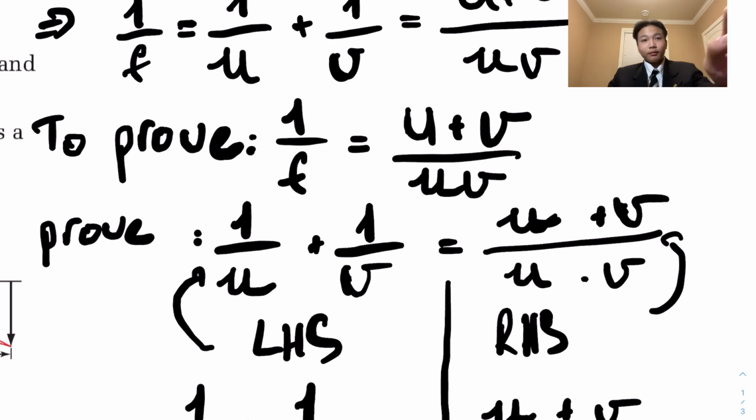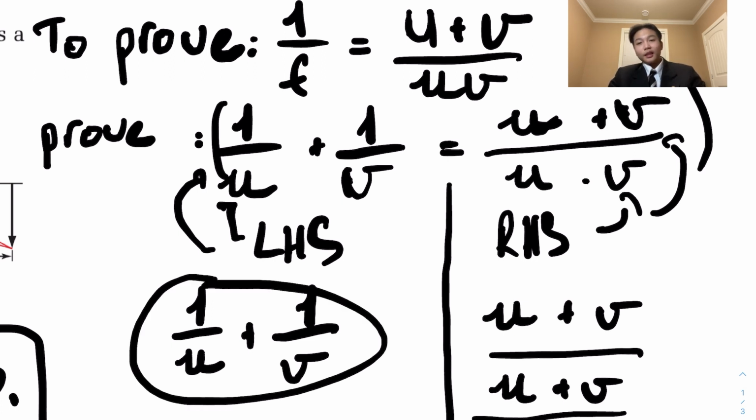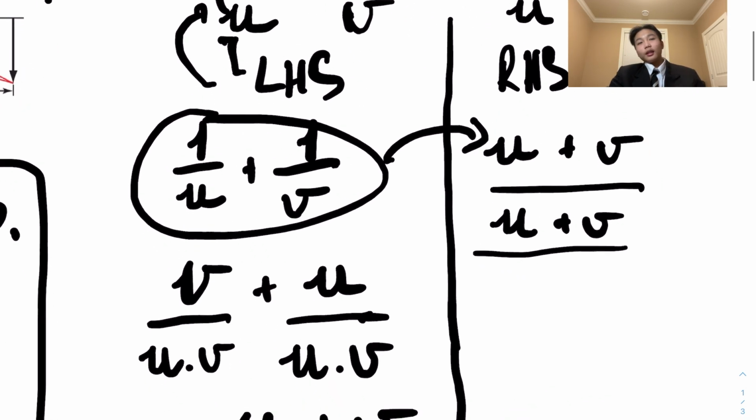And we apply the knowledge we have learned in the previous chapter, adding rational expressions. So now we need to prove this one: 1 over u plus 1 over v equals u plus v over u times v. We separate the left hand side and the right hand side, and we keep the right hand side the same because we want to prove the left side equals the right side. Okay, cool.